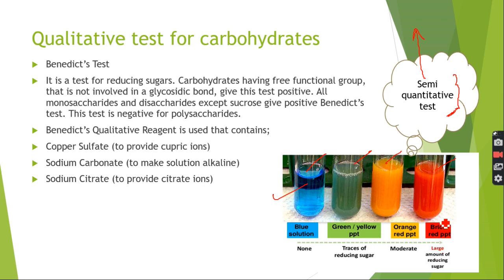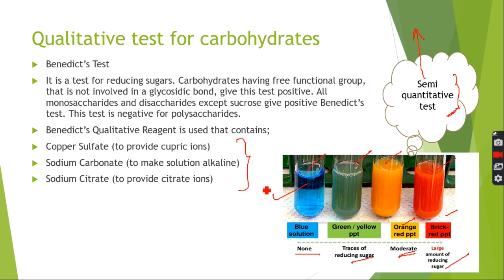Okay, so as you can see, if a brick red color appears, large amount of reducing sugar in the sample. If you get an orange red precipitate, a little less than the maximum, that means moderate amount of reducing sugar. And then if you get a greenish or yellowish precipitate, then that means there are traces of reducing sugar. If the color doesn't change at all, that means it does not contain any reducing sugar. Okay, so that is why we say Benedict's test is a test to identify the reducing sugar.